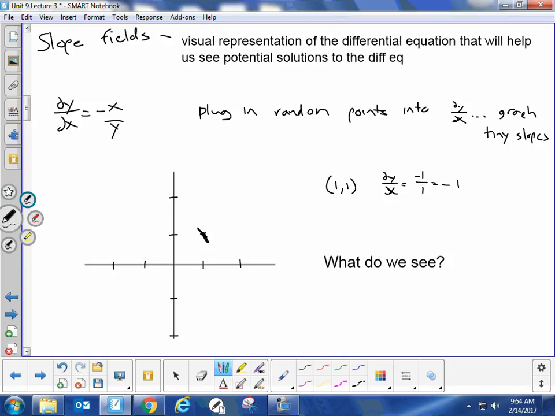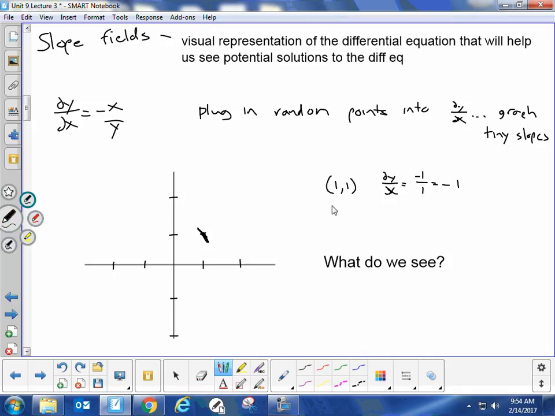Now, what does this do? This actually helps me know what a solution could look like, okay? Because I could have some graph that goes everywhere, but if I get close to (1, 1), I'm going to have a tangent slope that's negative 1. So all of a sudden I know, at least in this area, my solution has to look like that. Okay, well that's valuable, but not very valuable, right? Because I can do anything else around there.